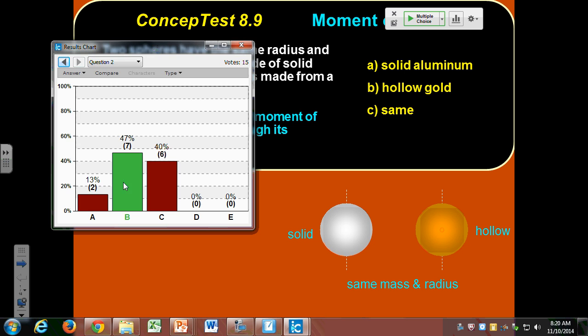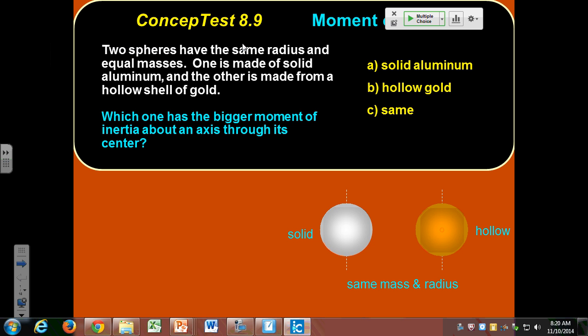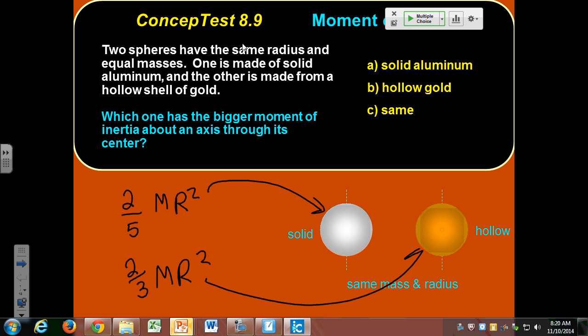All right, it is the hollow gold. In fact, if you look back at those equations on your little table for moments of inertia, for a solid sphere, the moment of inertia is 2/5 mr squared. That's for the solid sphere. And for a hollow sphere, it's 2/3 mr squared. This is our hollow sphere. And of course, 2/3 is bigger than 2/5. So the hollow sphere, because it has mass all at large radii, will have a much larger moment of inertia.